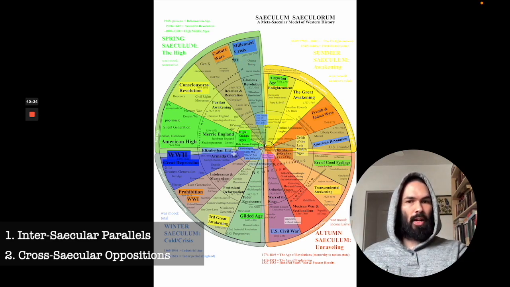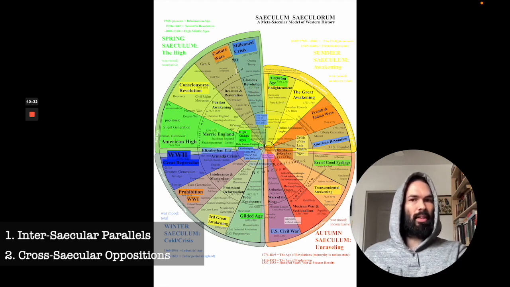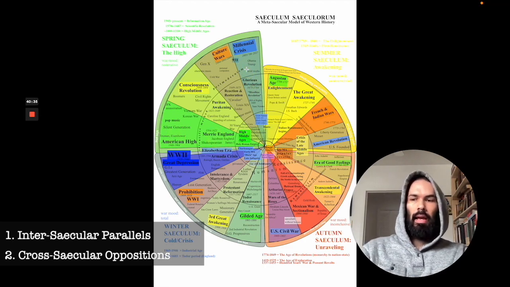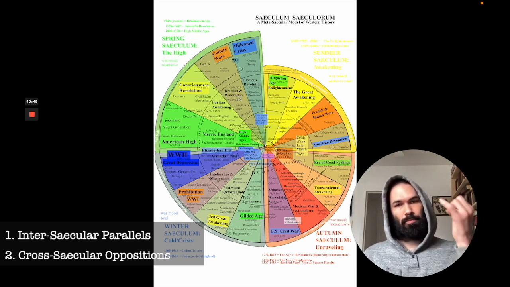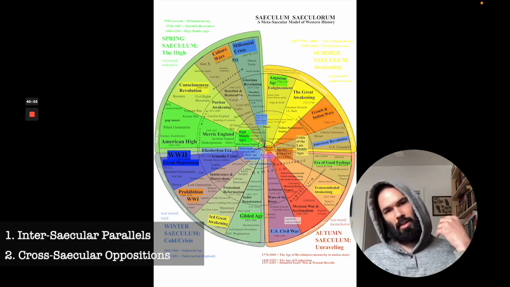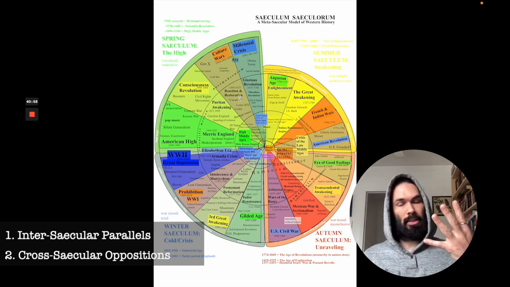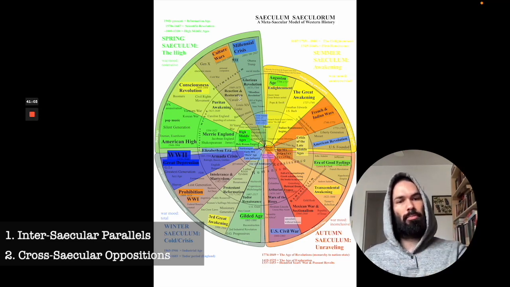So what is going on here is when you have two saeculums from different meta-saeculums that are moving in the same direction, you have a meta-saecular parallel. And so what you can say is, oh, I can expect events that happened here to be similar to events that happened here, and events that happen here to be similar in character and nature to events that happen here. And this goes for inventions, philosophical, religious movements, political movements, wars, even in the specific locations, they will be very similar.